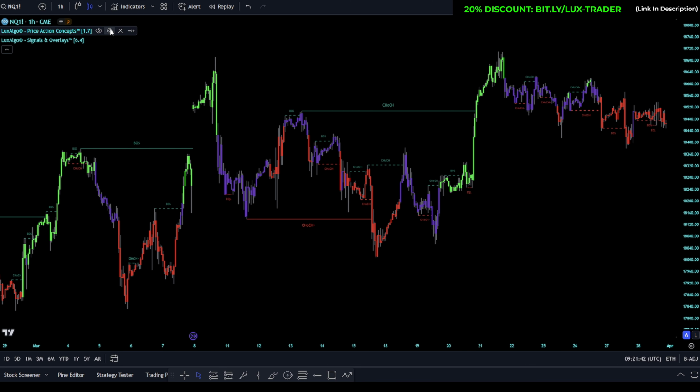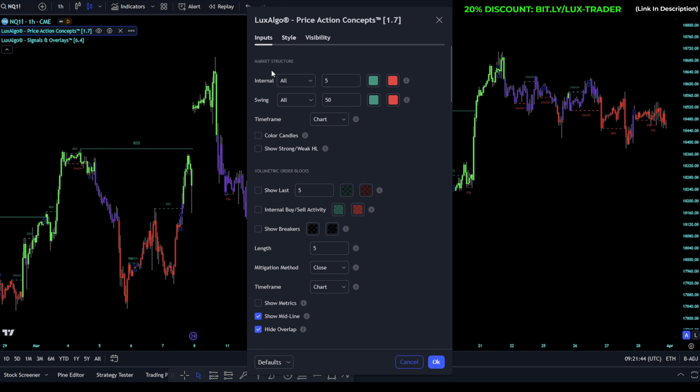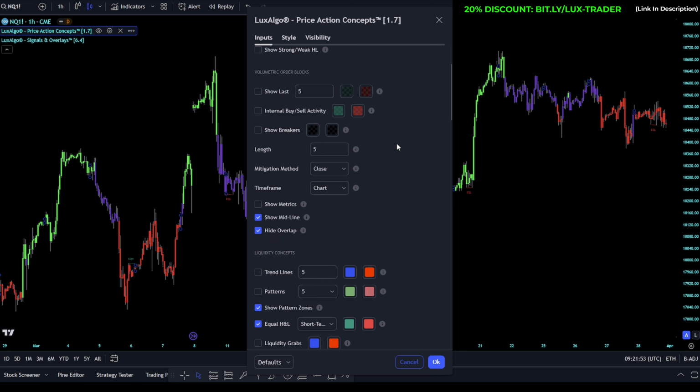Having covered the market structures, it's important to note that you have the flexibility to turn them off easily through the settings. If the market structures aren't to your liking, or if you find them cluttering your chart, you can remove them with just a few clicks.